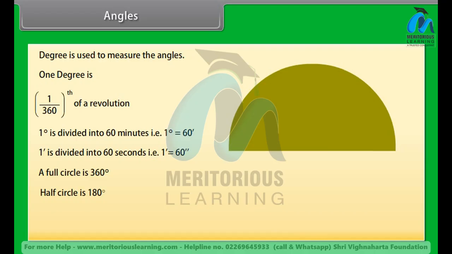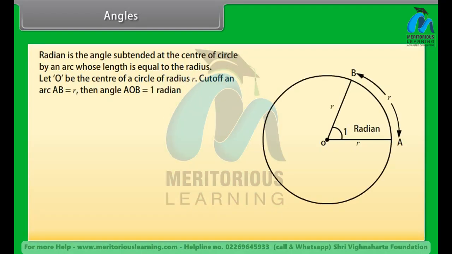How to measure the radian? Radian is the angle subtended at the center of a circle by an arc whose length is equal to the radius. Let O be the center of a circle of radius r. Cut off an arc AB equal to r. Then angle AOB is equal to 1 radian.